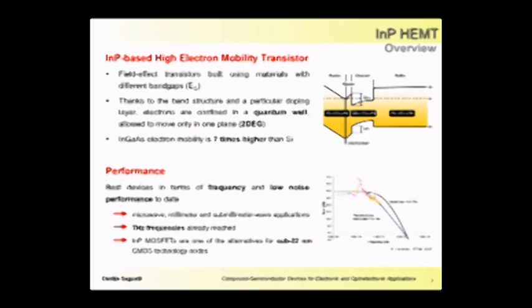I'm moving now to the second device, which is a high electron mobility transistor. HEMTs are field effect transistors built using different band gap materials. In this way, you can confine electrons in a two-dimensional quantum well, exploiting the really high mobility that, for example, in this case, indium gallium arsenide and other III-V compound semiconductors can offer as compared to silicon. Actually, these devices are one of the alternatives for the next sub-22 nanometers electronics roadmap.